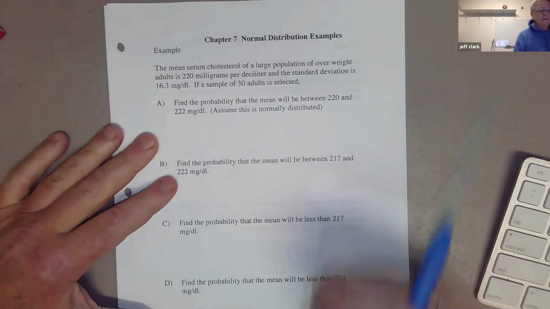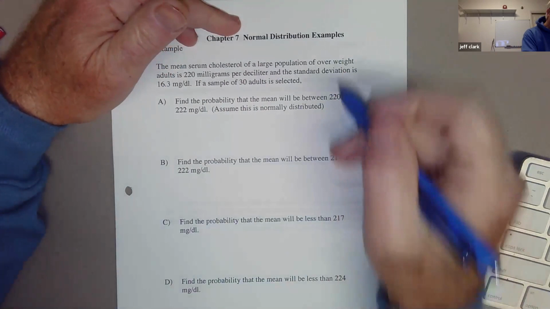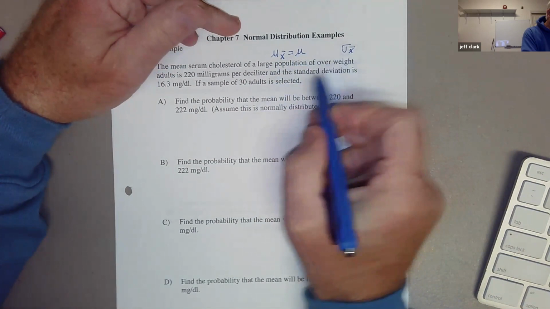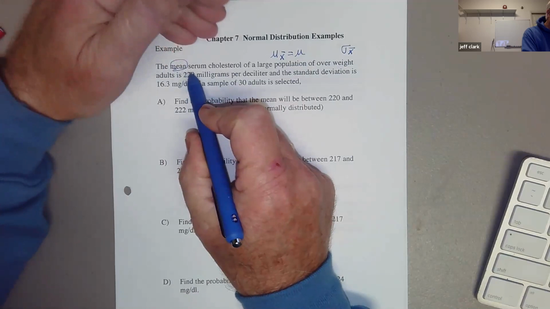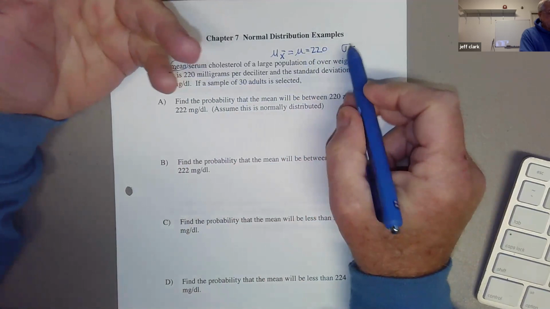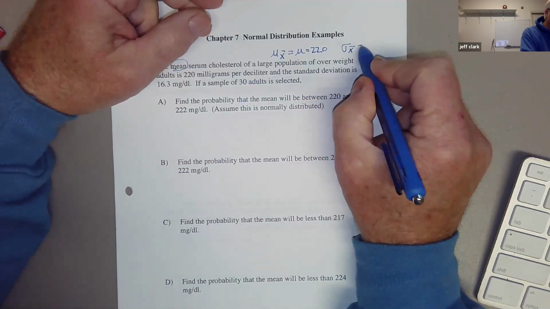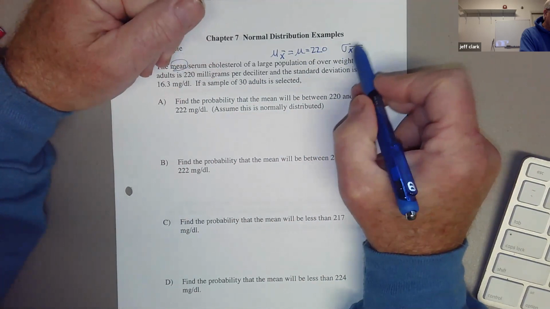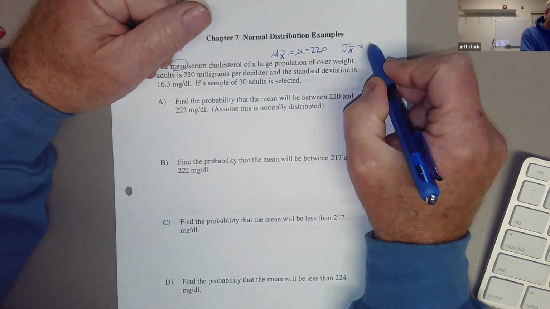Just a reminder, we are making sure that you have mu sub x bar and sigma sub x bar. Mu sub x bar is mu, the mean. Serum mean means mu. Overweight adults is 220 milligrams per deciliter. So it equals 220, and the units of measurement would be milligrams per deciliter. So the standard deviation, which you speak as sigma sub x bar, definition word-wise would be the population standard deviation of the sample means. And it's found by taking sigma divided by square root of n.